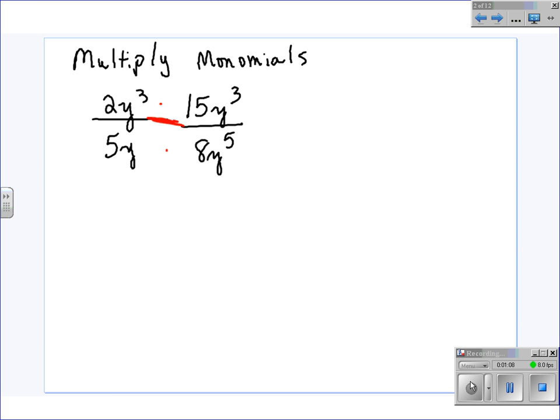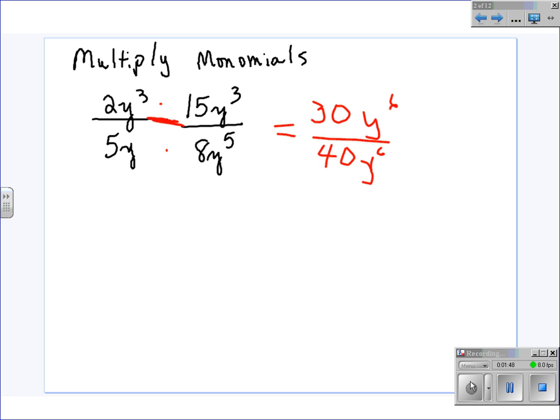So when you start looking at being able to cancel, perhaps you could do one of two things. One, you could go ahead and multiply these together and have 30. And what would the y's be? y to the third times y to the third is y to the 6. Over in the denominator, 5 times 8 is 40, and the y's would give you y to the 6. So you could multiply things together and then look at the remaining fraction and simplify from there. What would this look like simplified, please?